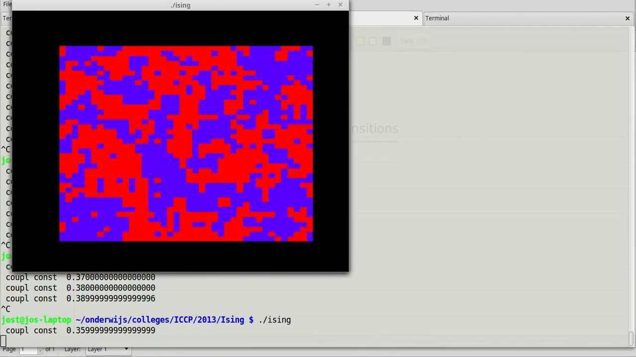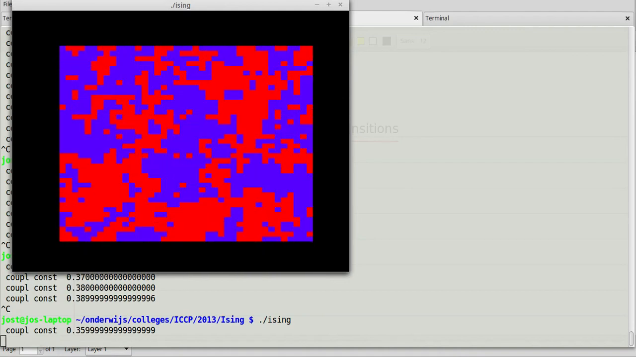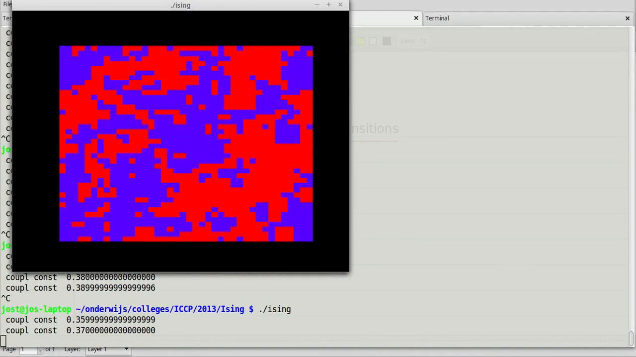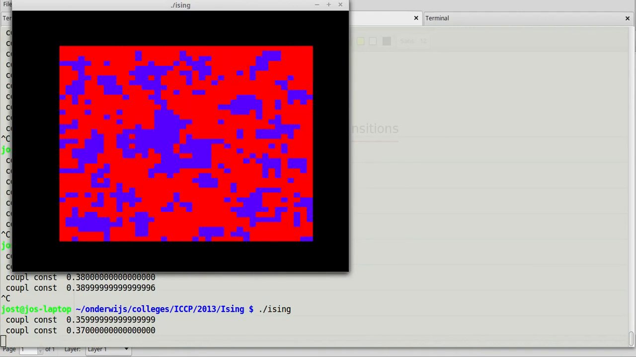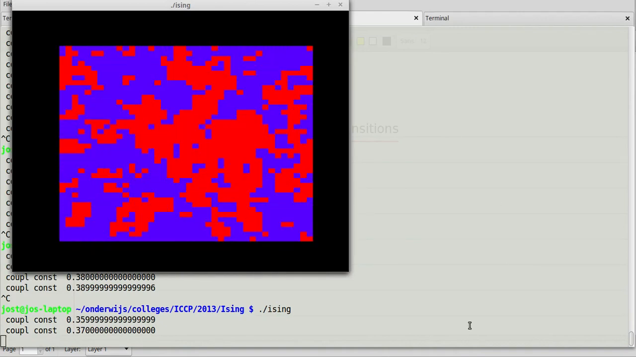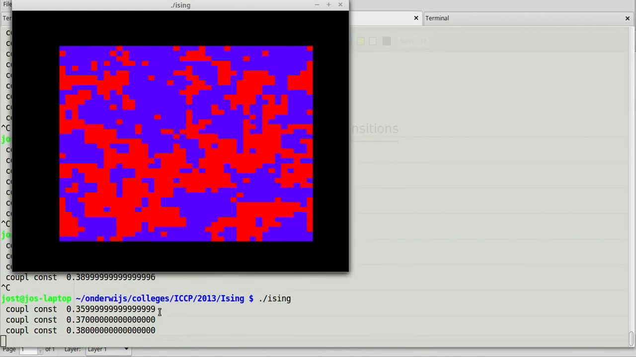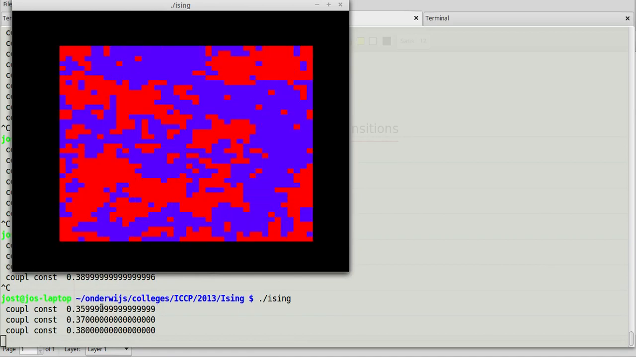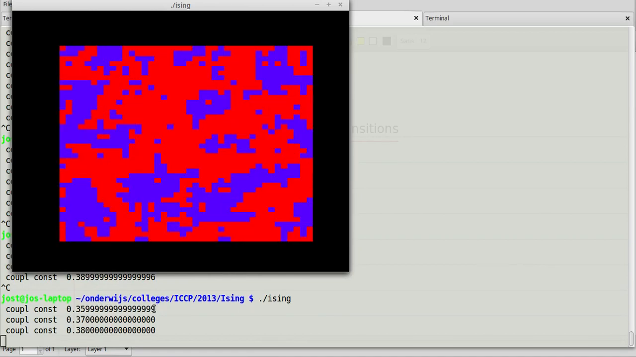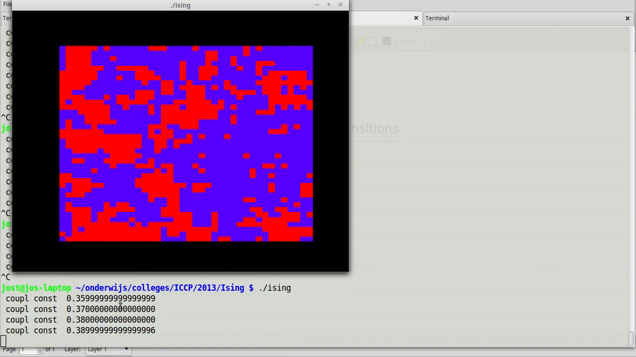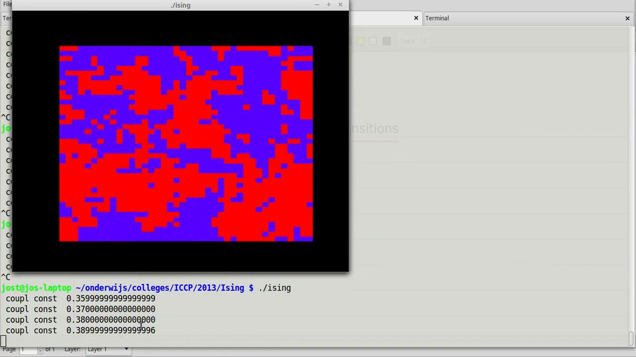So this is the simulation where you can see the Ising model. The blue ones are, for example, the plus ones, and the red ones are the minus ones, and you see that we are now in the high temperature phase. You can see that here from the coupling constant in the terminal window. This is a low value of the coupling constant. It includes the factor beta, which is 1/kT, so it means high temperature. If this gets larger, the temperature goes down.